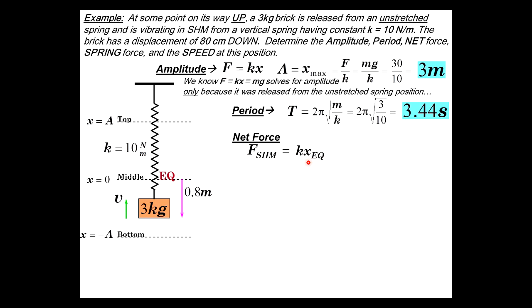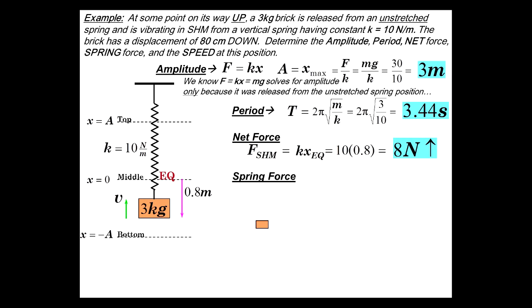So k x eq means the position x from the equilibrium position. So that makes sense as well. Well, how far are we from the equilibrium position? We are 0.8 meters. So 10 times 0.8, 8 newtons. Now how do I know it's up? I know it's up because we are below the equilibrium position. The spring force now is stronger or larger than the gravitational tug pulling down. And we also just know it's always being restored toward the equilibrium. So that's the direction of the net force.